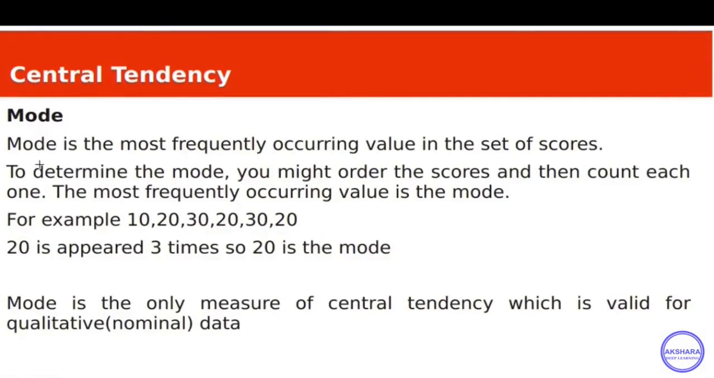Third one, mode. Mode is the most frequently occurring value in the set of scores. To determine the mode, we have to count the frequency of each value. The most frequently occurring value will be the mode. For example, 10, 20, 30, 20, 30, 20 is our data. Then 20 is repeated 3 times, which is the maximum of all. So 20 is the mode. Mode is the only measure of central tendency which is valid for qualitative or nominal data.